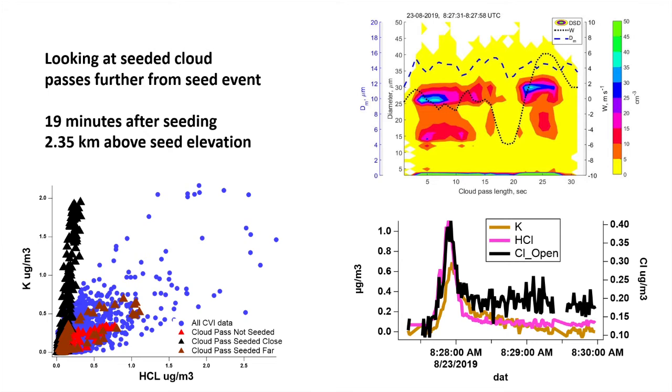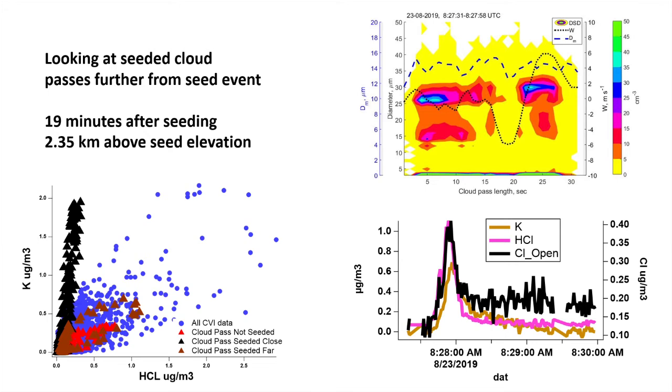And so this slide shows a cloud pass that we did 19 minutes after the seeding and about 2.5 kilometers above the seed height. If you look at the top right here, I'm showing some data from another instrument. This is a fast SNPS giving us cloud droplet concentration. And then I've also got vertical velocity there, that is the black dots.